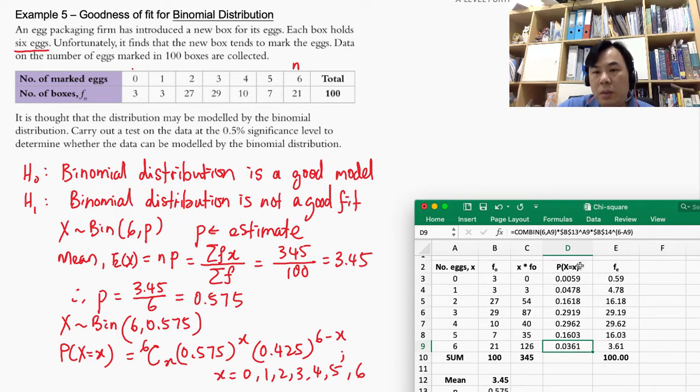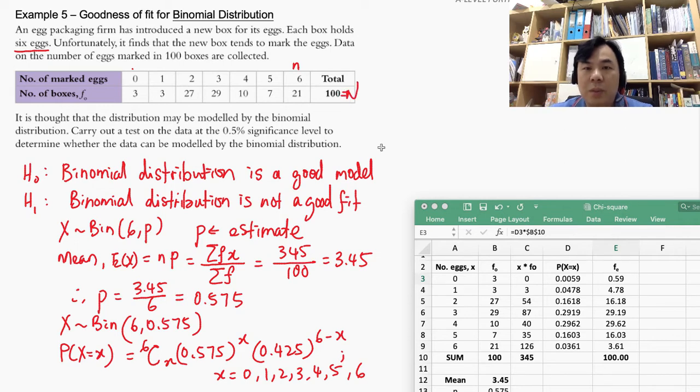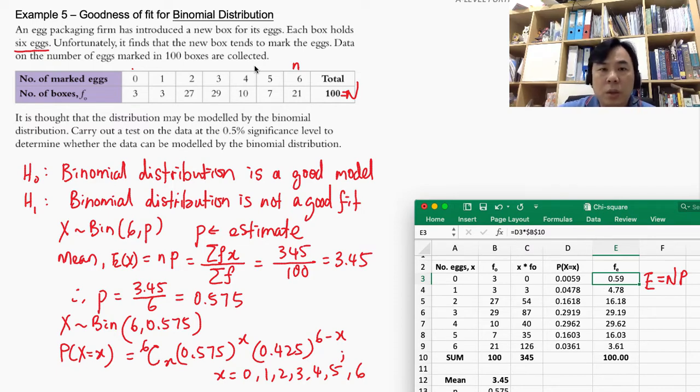Okay, so once you are happy with this, then we can calculate the expected frequency. It looks very similar to np, but there's a bit of confusion here. So in order not to confuse ourselves, maybe I'll write down the sample size as a capital letter N. So the expected frequency should be calculated using the sample size multiplied by the probability that we have calculated here. You take this value and multiply it with the total number of boxes that we have, which is 100. So that's how we obtain this. Okay, and then there you have it. It does tally to 100.